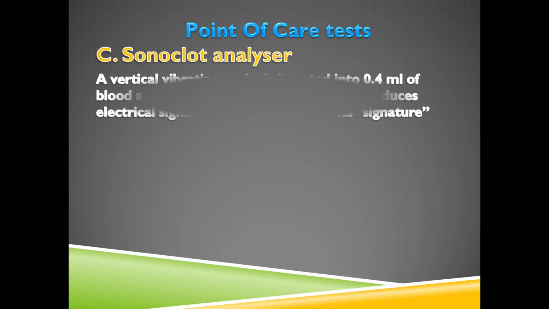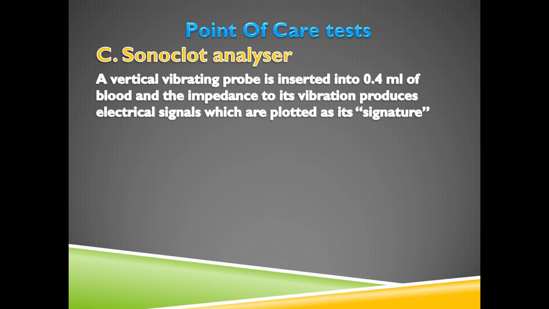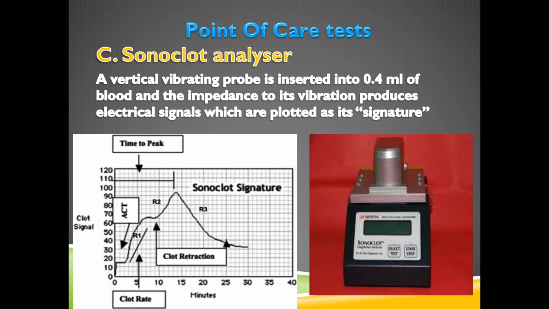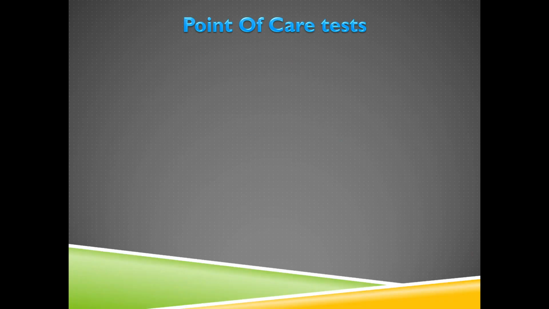Then there is another thing called Sonoclot, which is a vertical vibrating probe inserted into 0.4 ml of blood, and the impedance to its vibration produces an electrical signal, which is plotted as a graph. This is the machine that you get. This is how the signature is plotted here. R time, R2, R3 are the 3 times. So the formation of clot, the peak formation and clot retraction, all these things are designed by that. This also assesses the effect of the various coagulation.